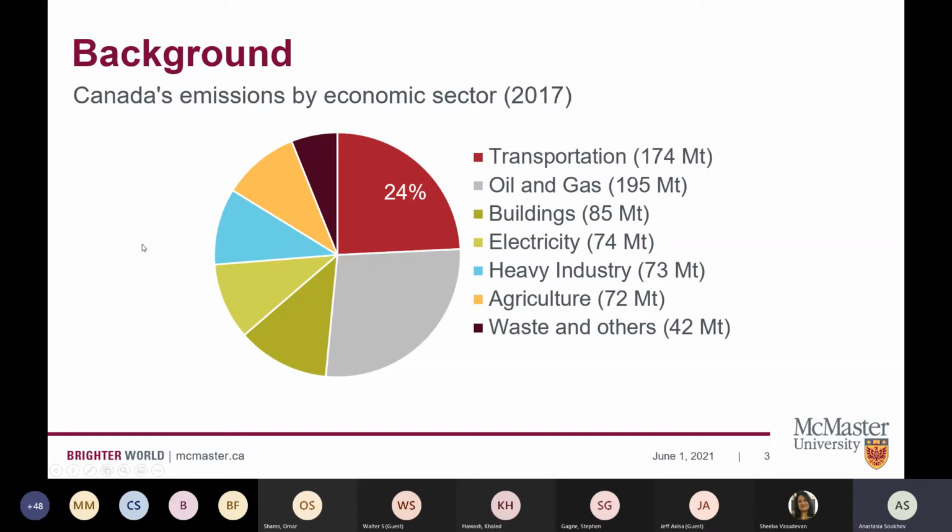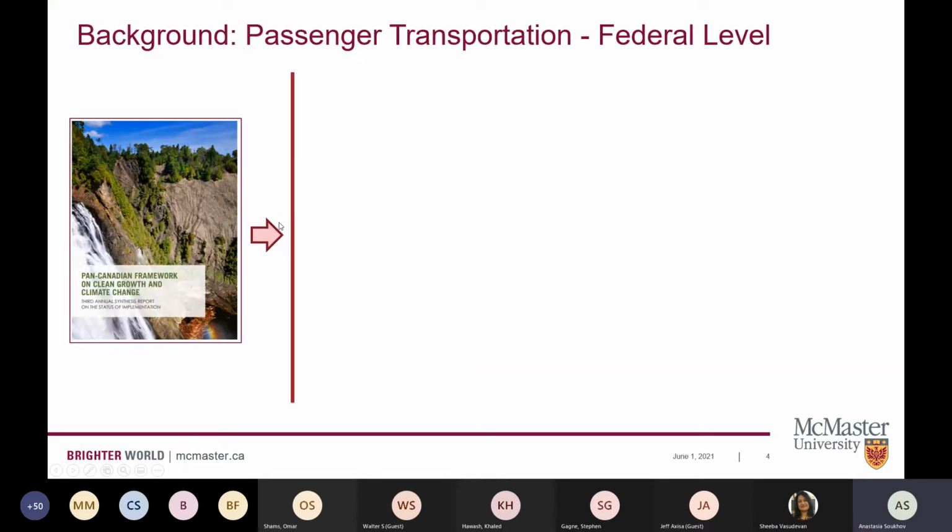And as this is a transportation-related presentation, I took a look at the transportation greenhouse gas emission sector. By economic sector, transportation makes up a quarter of emissions. This is from 2017, but the proportion has stayed relatively constant. I'm not sure, now thinking back, how COVID may have impacted it, but I am sure the proportion is still somewhat similar in the following years.